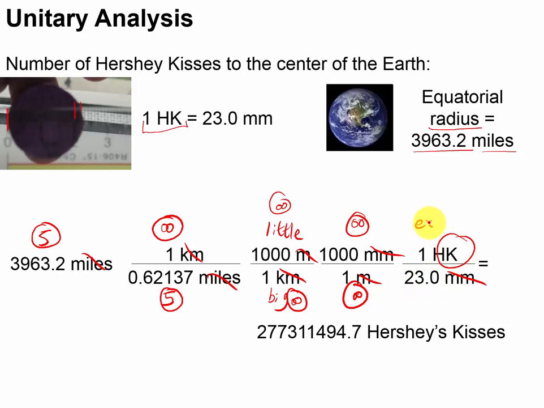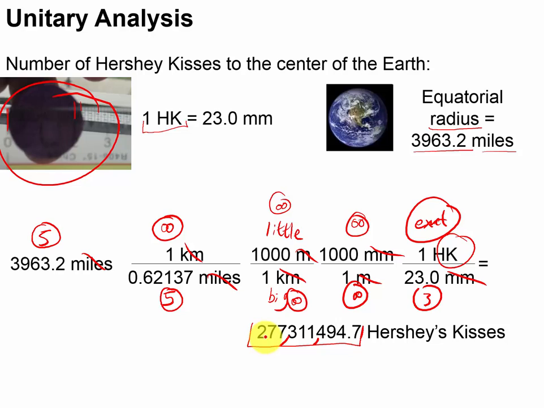Okay, so now I've got an exact, which means infinite, and it's being divided by something that had 3 sig figs in it. Remember, this was the actual measurement that we did, where we said it was 23.0 millimeters. In other words, the quality of how well we understand how many Hershey's Kisses it takes to get to the center of the planet, we cannot possibly know that it takes exactly 277,311,494.7. We can't possibly know that because we're limited to how well we know this Hershey's Kiss in the first place. We know it to a total of 3 sig figs.